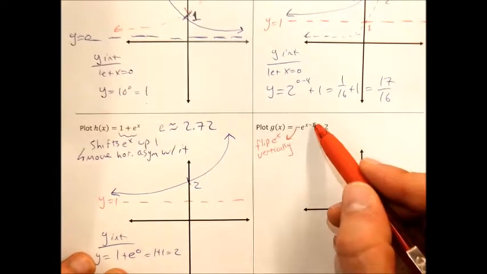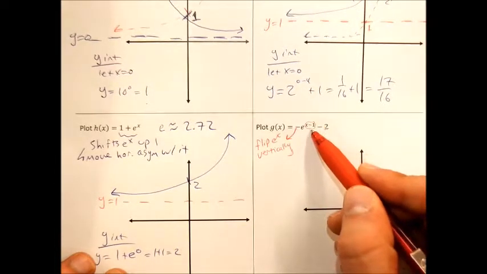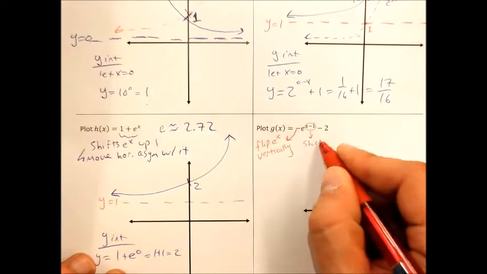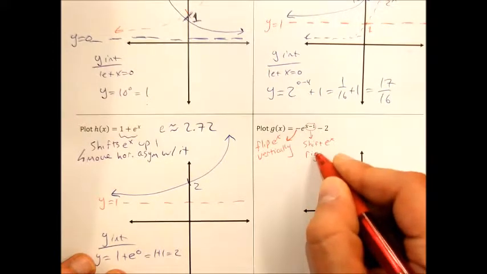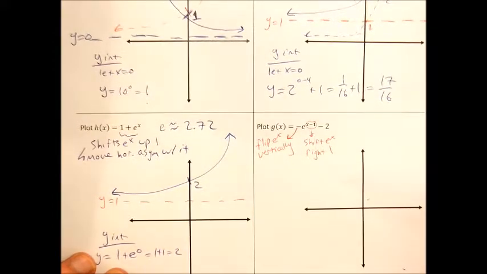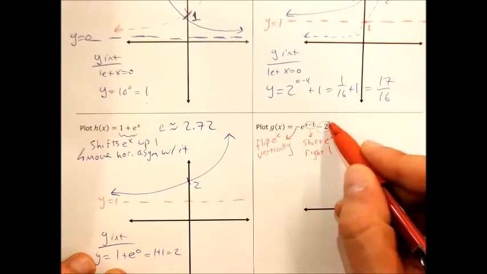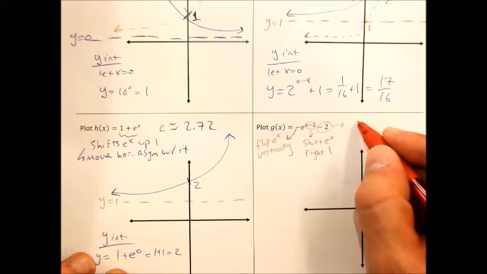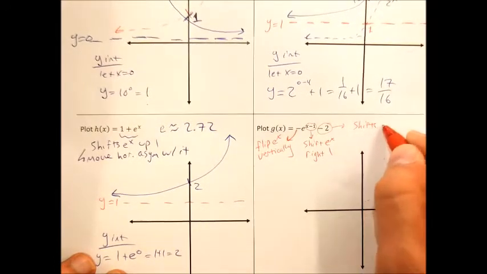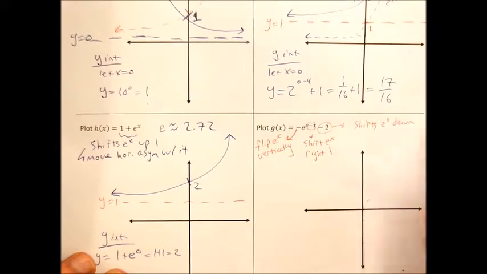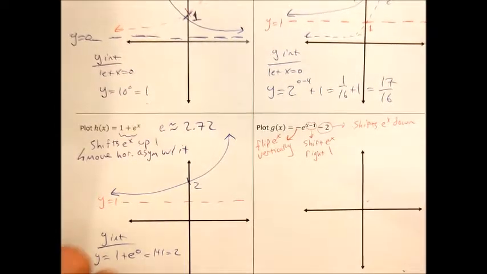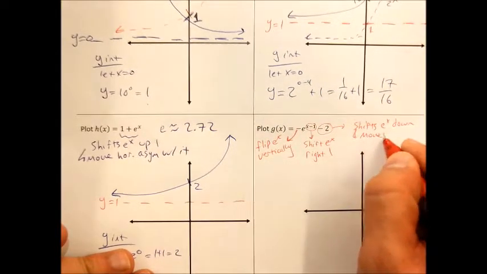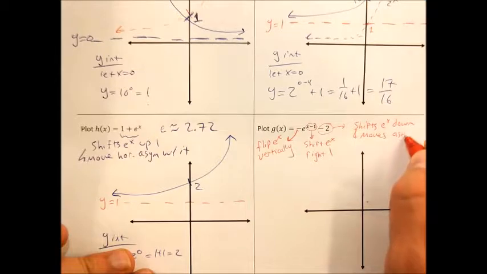The minus 1 in the exponent, this is plugging in an x minus 1 into the exponent. And so this is going to shift e to the x to the right 1. And then the last piece, the minus 2, is subtracting 2 off the function, right? We're taking the function and subtracting 2. And so this shifts e to the x down 2. And just like the last one, when we move the function up or down, we have to move the asymptote, and it moves the asymptote with it.